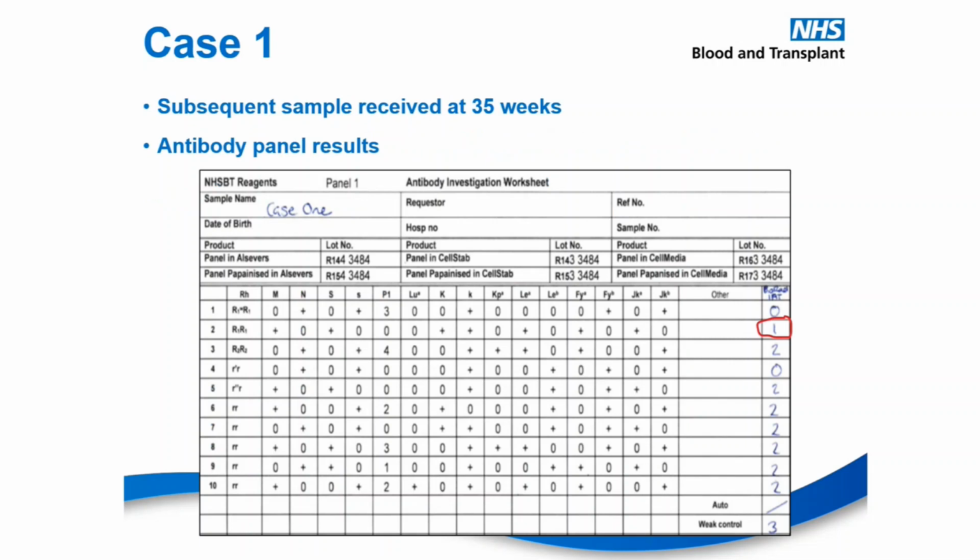So a subsequent sample was received at 35 weeks. So, the antibody panel results for this patient. We can still see we had a little c pattern present, but we also had an extra reaction there. As we've got an anti-little c present in the plasma, we can use another panel, a panel of R1 cells, so we don't pick up the anti-little c, but can see what the additional reaction might be.